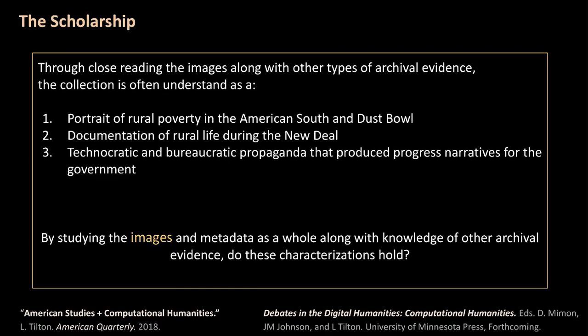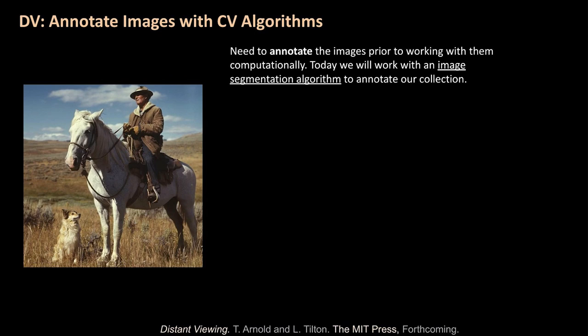And we move to the 170,000 photos that are in the collection. What if we scaled up and looked at the collection as a whole? As I already said, they said this part about the rural poverty and documenting rural life and then bureaucratic propaganda. So we decided to annotate the images with some of our computer vision algorithms to do some distant viewing.